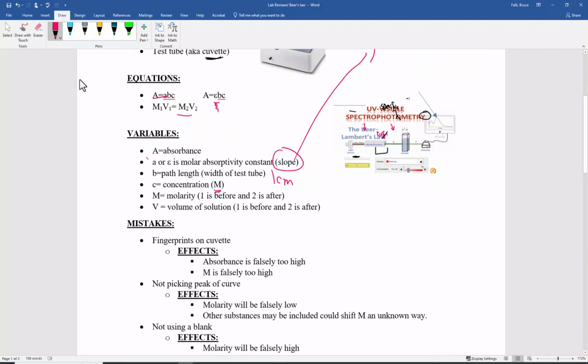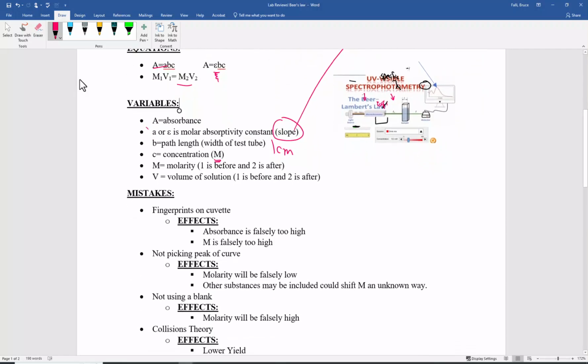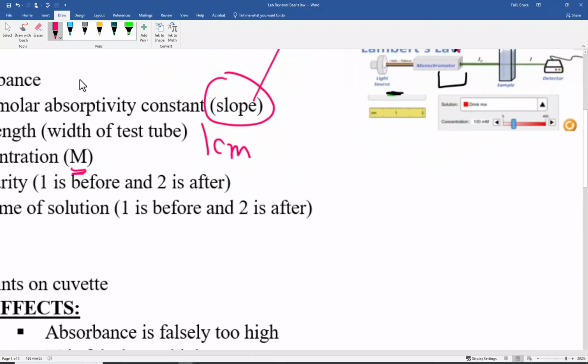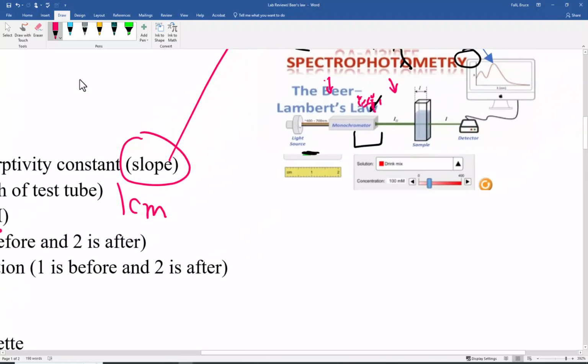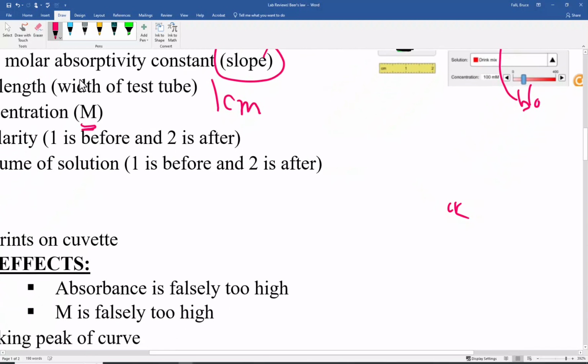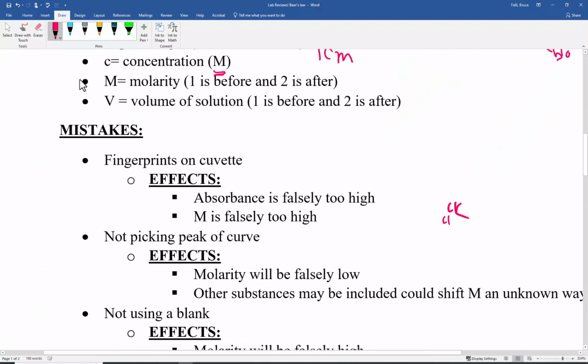Okay, so what mistakes can happen? You can have fingerprints on your cuvette. So remember, this is my cuvette, and if my dirty fingerprints are on here, do you see how that means that this would block more light? If I block more light, then my absorbance would be falsely too high. If my absorbance is too high, my molarity is falsely too high.